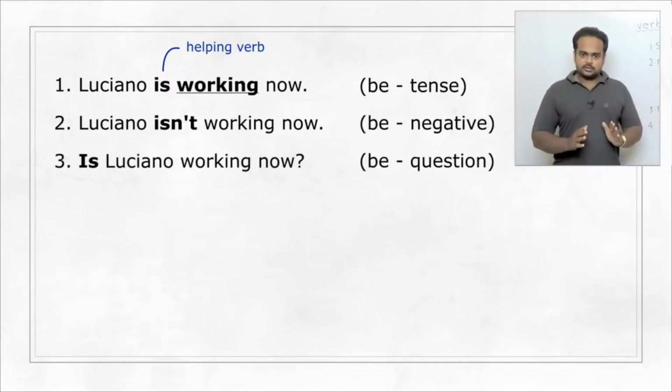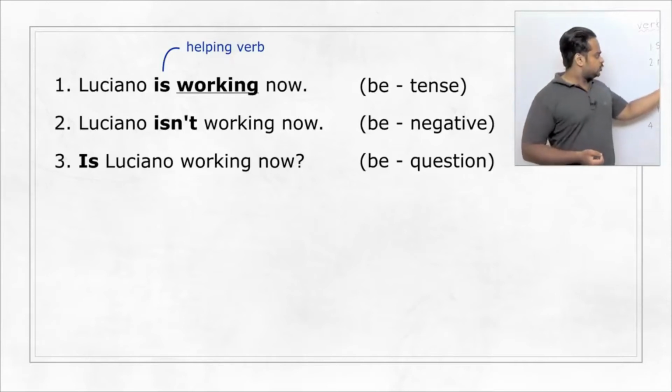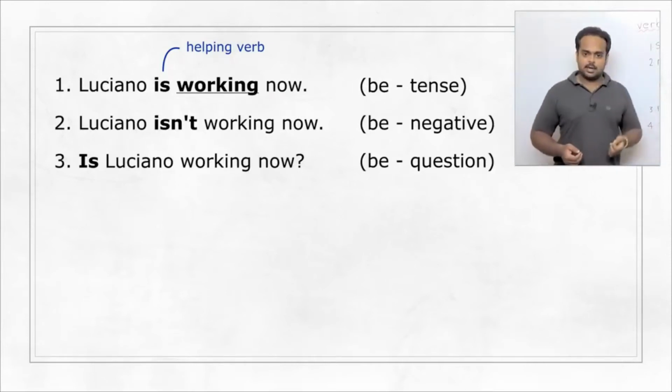In all three of these sentences, the helping verb is be, or to be. We're saying is, but that's just a form of the verb to be. We say I am, you are, he is, she is, etc. The verbs do and have can also be helping verbs.